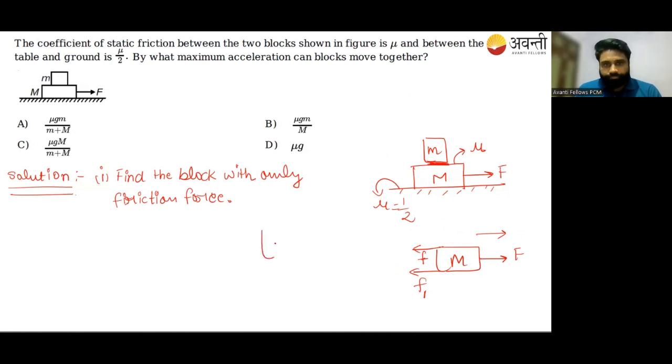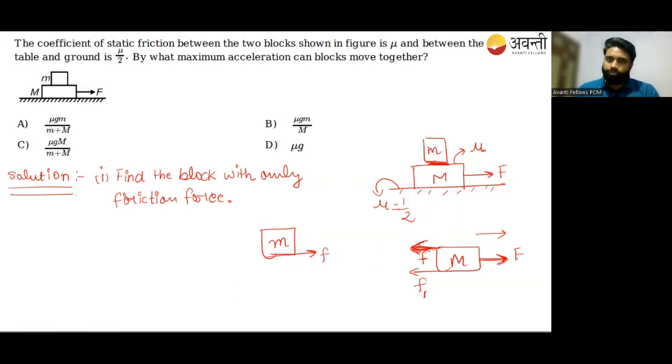Okay. Now, in the small m block, this block is moving in this direction. So friction tries to oppose this, or you will say the frictional force by this small m block on the capital M block is in this direction. So equal and opposite direction will be on the other one.